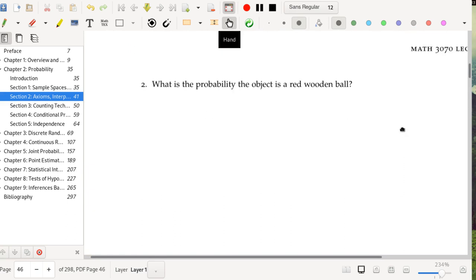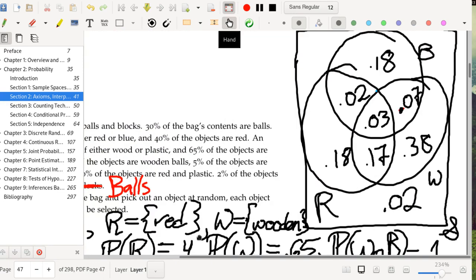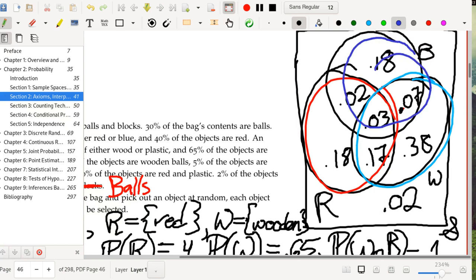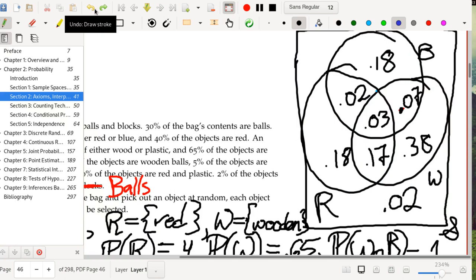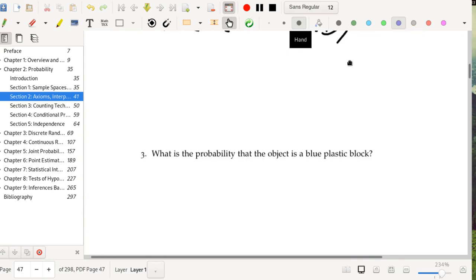Okay, next up, what is the probability that the object is a red wooden ball? So the probability of being red, and wooden, and a ball. What is that going to be? Well, we're going to go back to our diagram that we created. We look for red wooden balls. So you need to be in the red circle. You need to be wooden, so you need to be in the blue circle. And you need to be a ball, so you need to be in the green circle. Oh, I guess that's a darker blue. So that leaves us 0.03 for that area. So this is going to be 0.03.